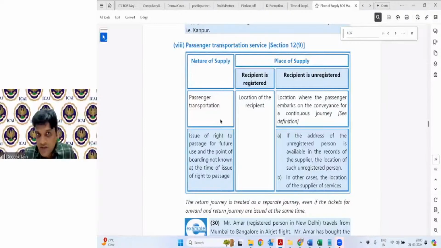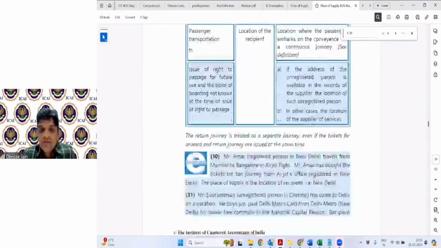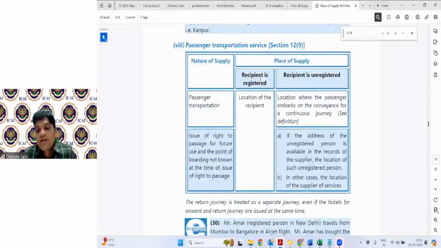ठीक है, आपने पैसेंजर ट्रांसपोर्टेशन सर्विस समझ गए कि जब आप कुछ पैसेंजर ट्रांसपोर्ट सर्विस करते हैं जैसे फ्लाइट का टिकट है, ओके, वो पैसेंजर ट्रांसपोर्ट है, where अगर recipient registered है then place of supply is location of the recipient. अगर रजिस्टर्ड पर्सन है, तो फिर रजिस्टर्ड पर्सन का एड्रेस कहाँ पे है या फिर उसका जीएसटी रजिस्ट्रेशन कहाँ पे, that will become the place of supply. Where recipient is unregistered, अगर रेसिपिएंट अनरजिस्टर्ड है तो फिर अगर पैसेंजर ट्रांसपोर्ट सर्विस है, location where the passenger embarks on the conveyance, जहां से वो जर्नी शुरू करेगा, that will become the place of supply.